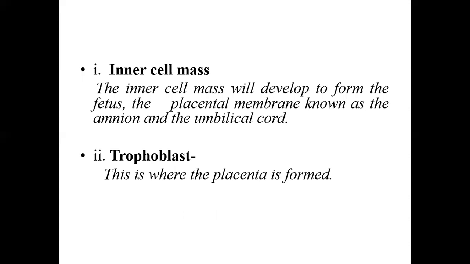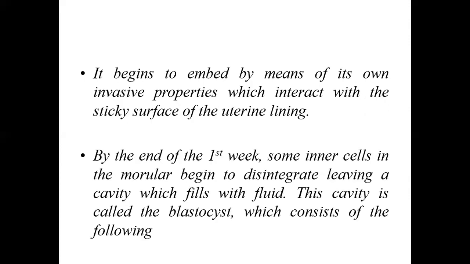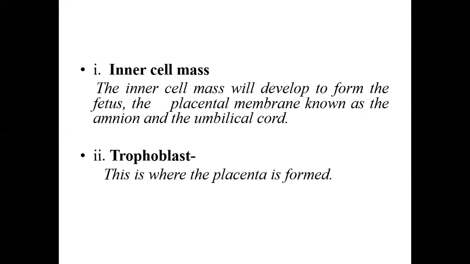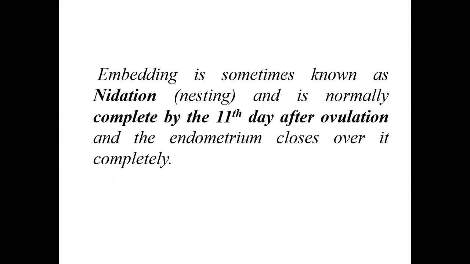A repetition: the inner cell mass will develop to form the fetus, the placental membrane, also known as the amnion, and the umbilical cord. Secondly, this structure, which we're referring to as a blastocyst, also has another component called the trophoblast. This is where the placenta is formed, okay?